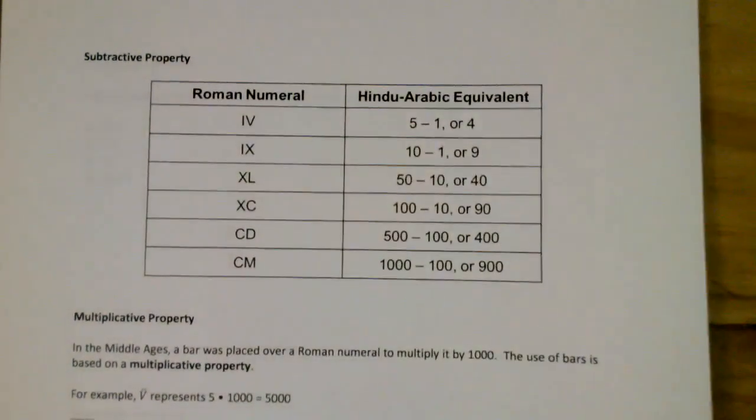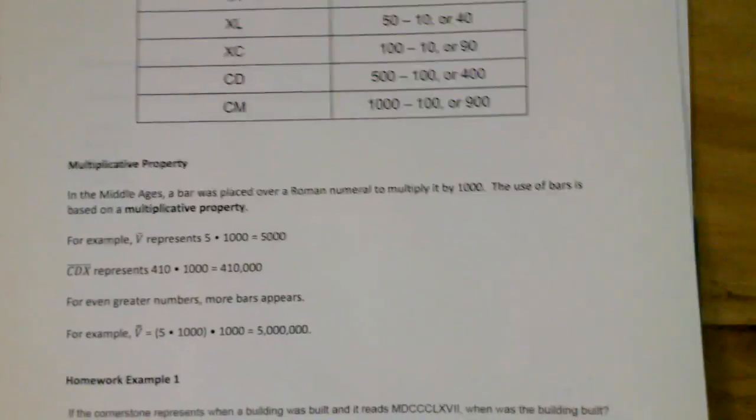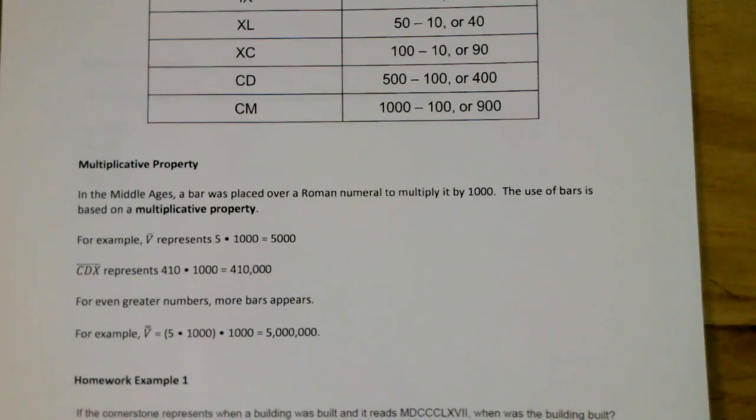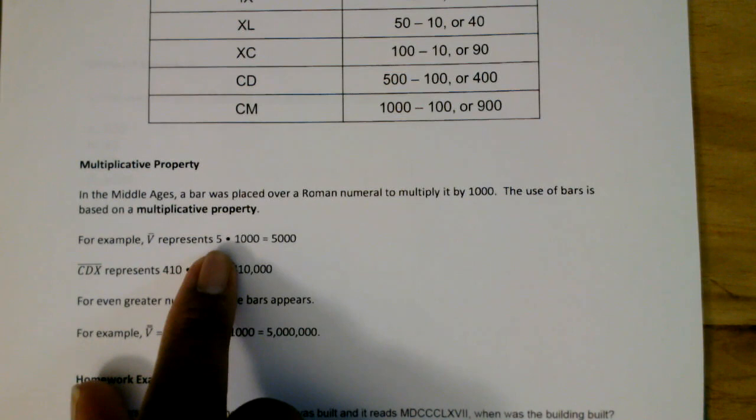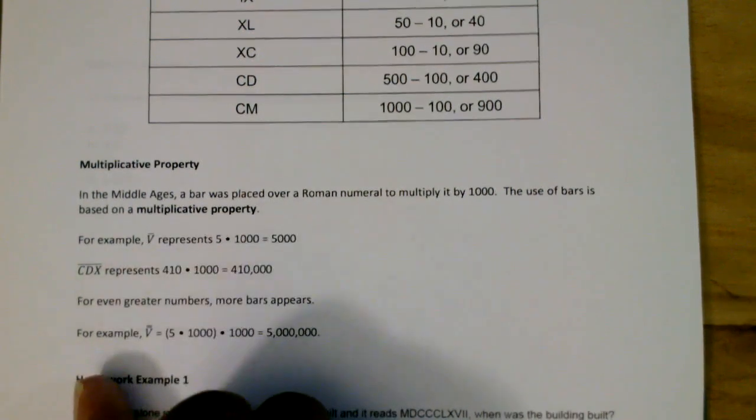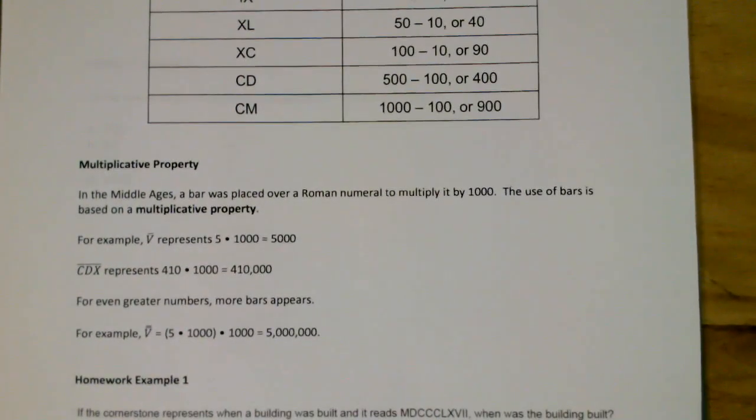Now, there's also a multiplicative property for Roman numerals. In the Middle Ages, a bar was placed over a Roman numeral to multiply by 1,000. The use of bars is based on a multiplicative property. So, for example, if I have a V with a bar on top, the V is the Roman numeral for 5, but the bar tells me to multiply that 5 by 1,000. So 5 times 1,000 would be 5,000.